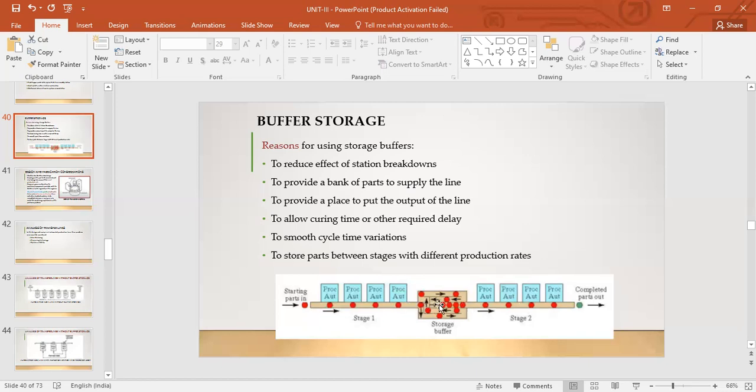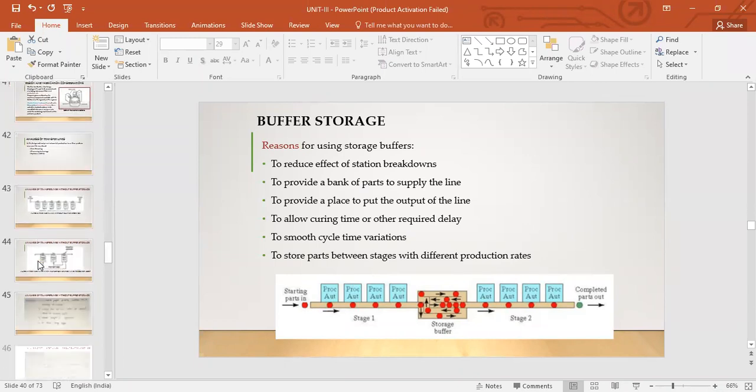So if you provide this buffer storage, stage one can put its output into the buffer storage so long as it is not full. Okay, that is also a limitation, but you will still have some time to repair these stage two machines, and then both stages can start working. So this is clear, right?